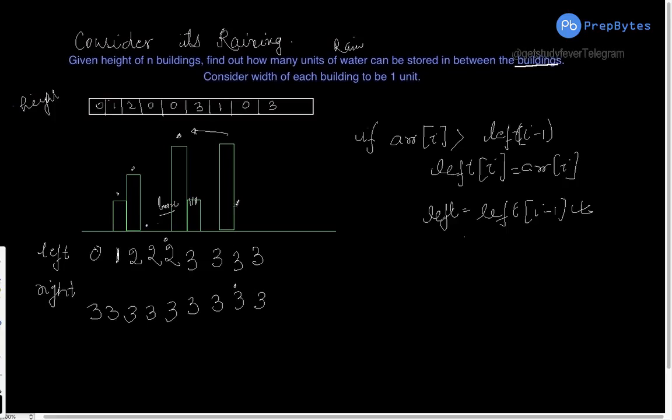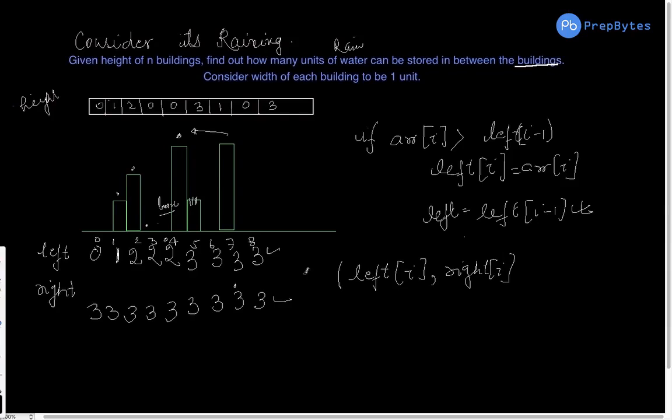Okay. So now let's say we have indices 0, 1, 2, 3, 4, 5, 6, 7, 8. For every i I have the left max and the right max, and I just have to use left of i and right of i. Whatever is the minimum of the two, minus the height of the building, gives me the amount of water that can be stored in this particular building. So the minimum of these 2 is 3 and the height of the building is also 3. So this gives me 3 minus 3, 0.